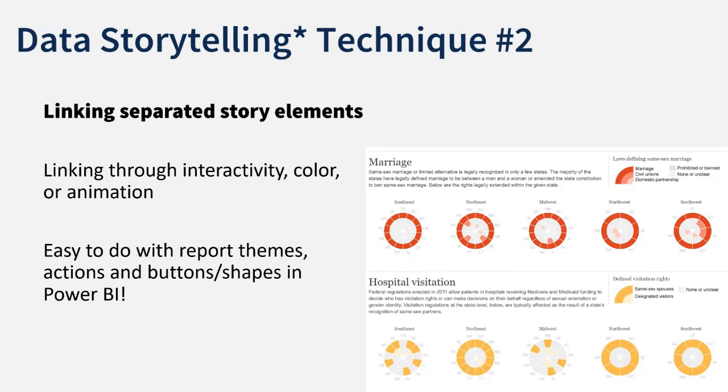The second is linking separated story elements. So you can link through color, through interactivity, through animation, and this in Power BI is pretty easy to do with report themes to help set your colors and formatting, and then actions and buttons or shapes.